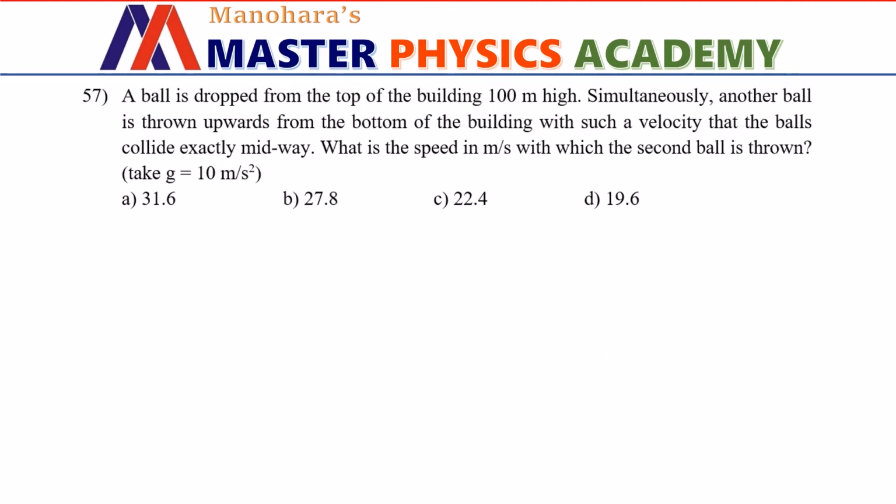A ball is dropped from the top of the building 100-meter high. Simultaneously, another ball is thrown upwards from the bottom of the building with such a velocity that the balls collide exactly midway. What is the speed in meter per second with which the second ball is thrown? Let me consider this as the tower with height equal to 100 meter.